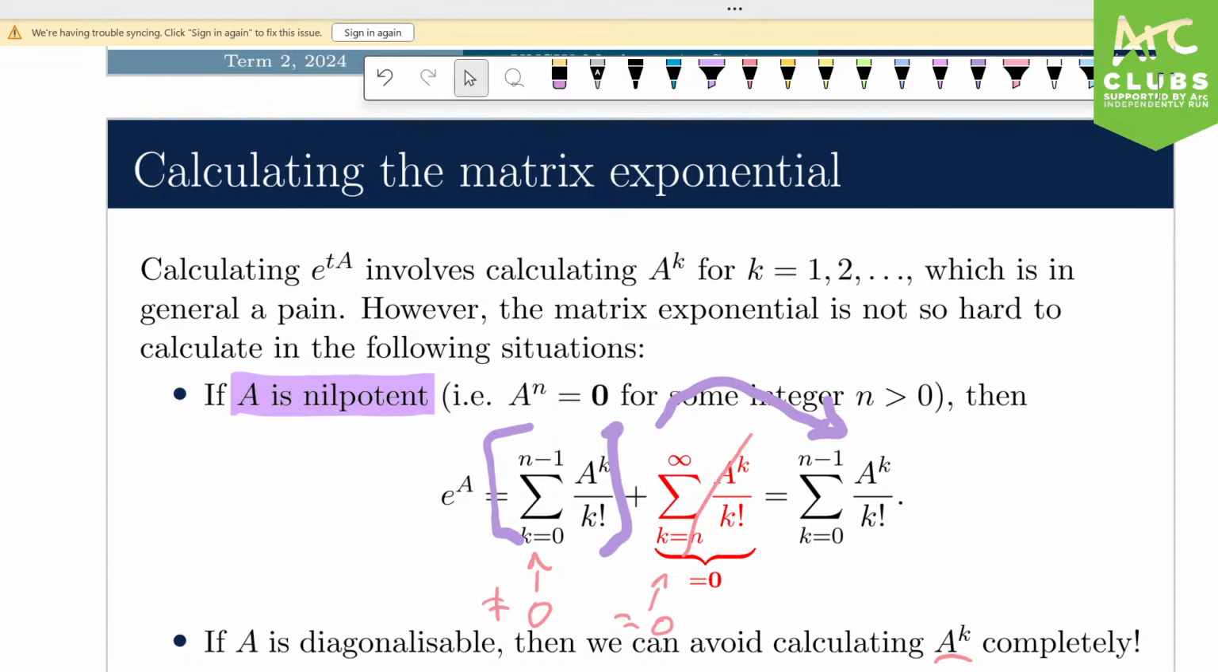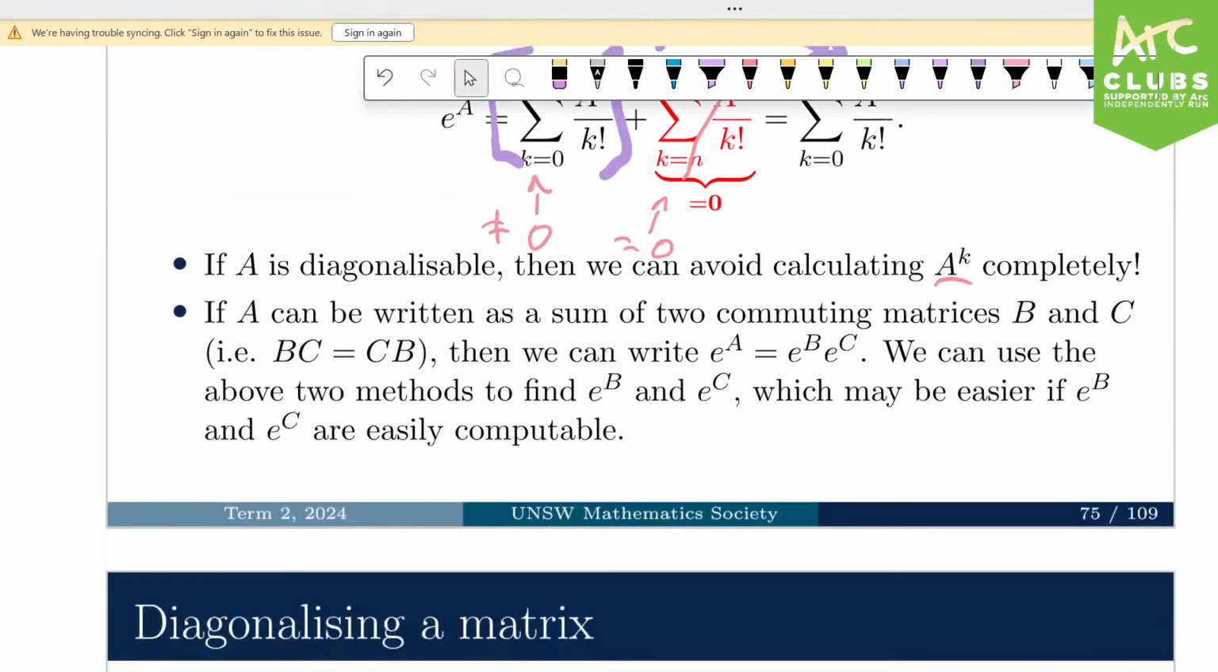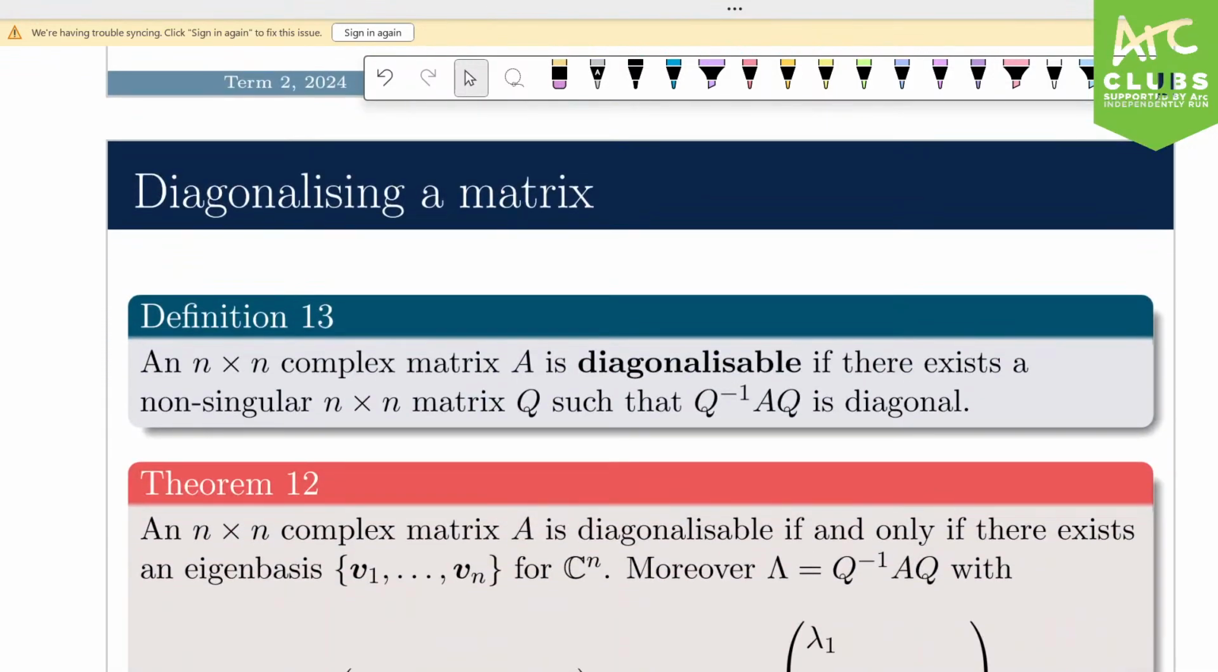So this would have been in the past papers. There were a few questions on that. But here's the real kicker. This is what we want to look at. Diagonalizing a matrix. This is the cool stuff.